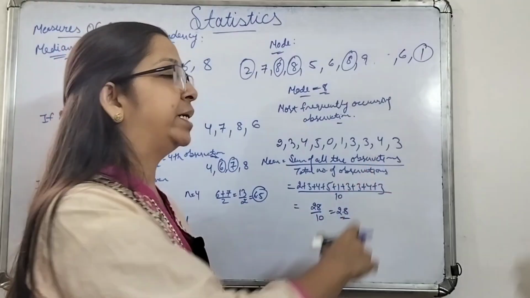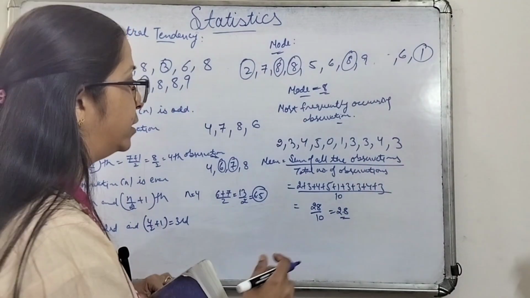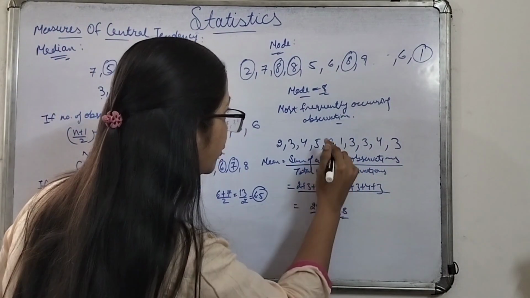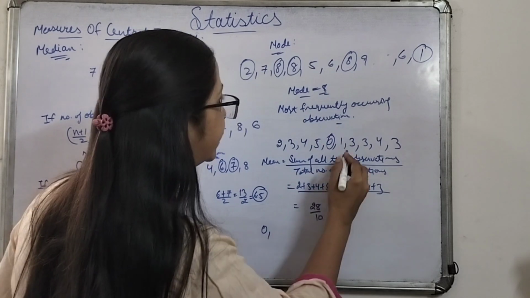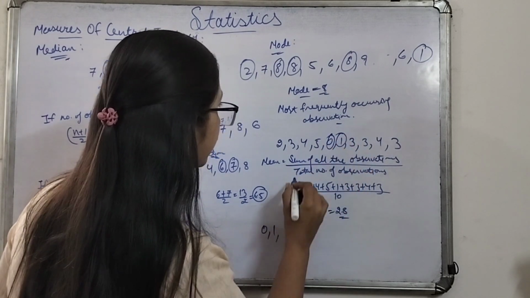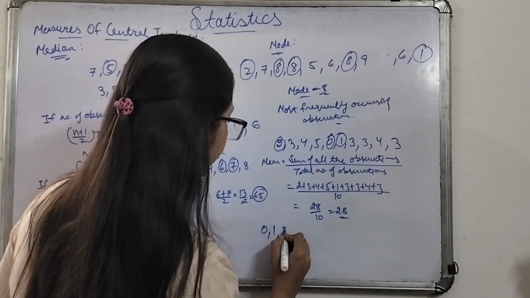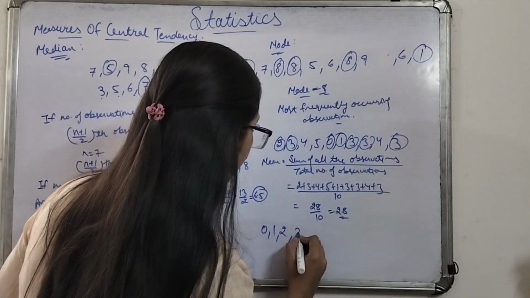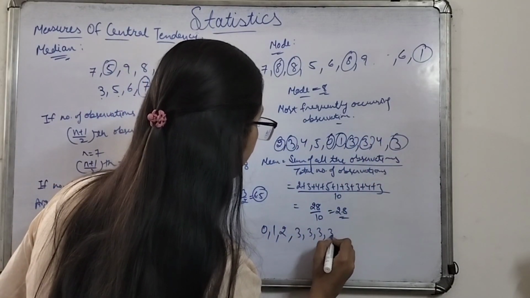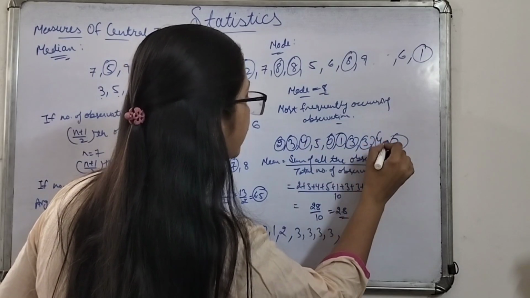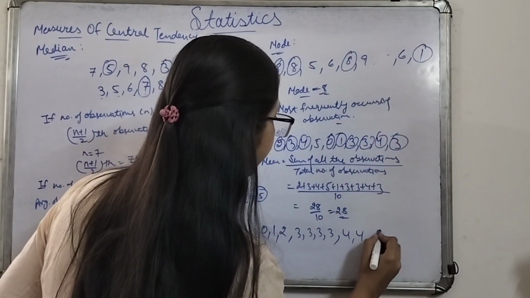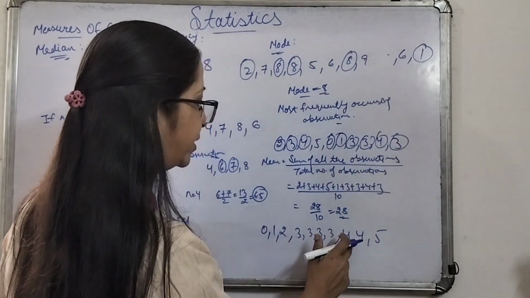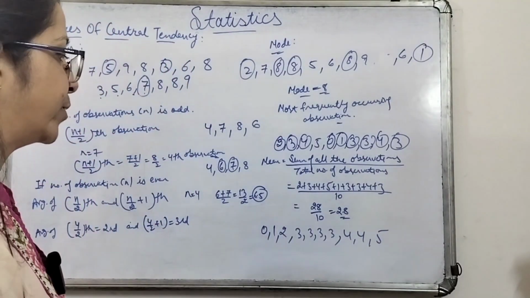Now for finding the median we have to arrange this in ascending order. So we will arrange it. First of all, 0 we are taking. Then 1 is coming once, then 2, then 3 is coming 1, 2, 3, 4 times, then 4, and then 5. 1, 2, 3, 4, 5, 6, 7, 8, 9, 10. We have taken all the 10 observations.